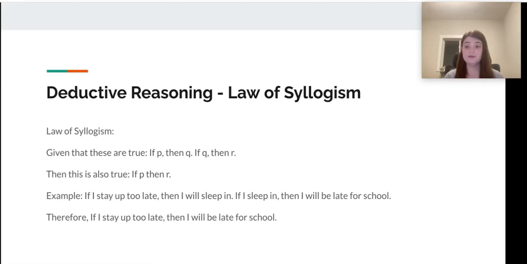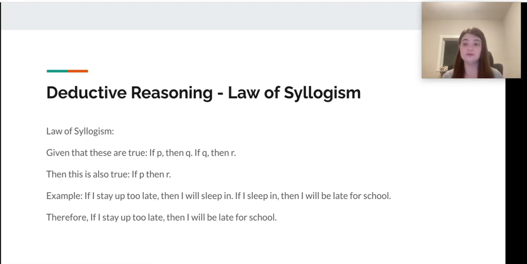Let's think of some other things for law of syllogism as well. So let's say, for example, if a quadrilateral is a rectangle, then it is a parallelogram. If it is a parallelogram, then the area is base times height. Therefore, the area of a rectangle is base times height. Well, assuming the first two are true, the conclusion must also be true.